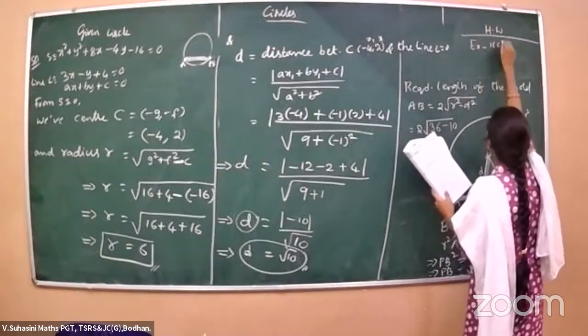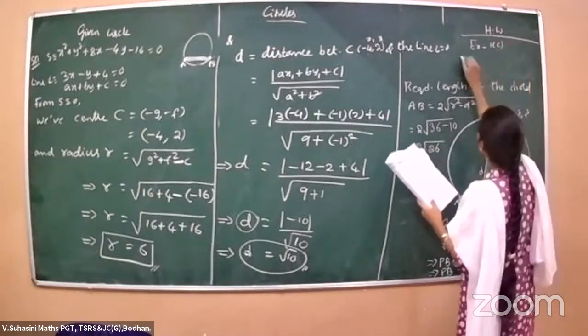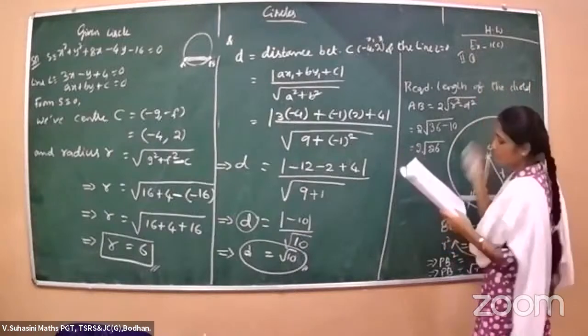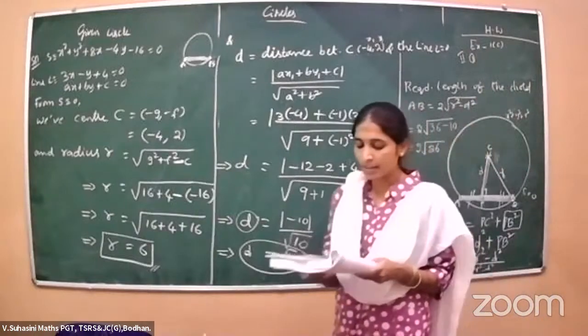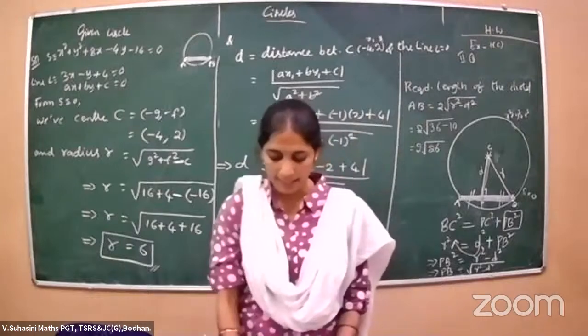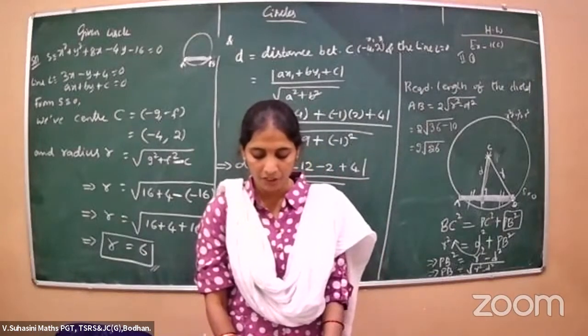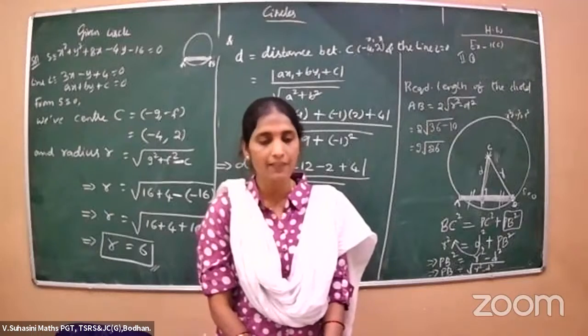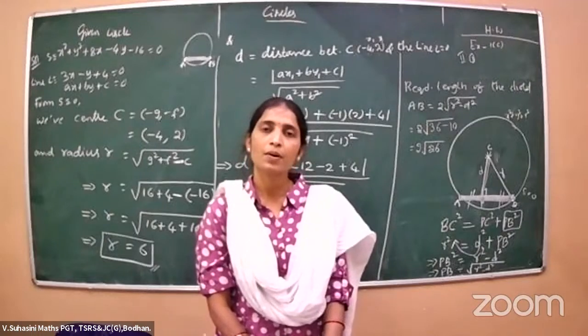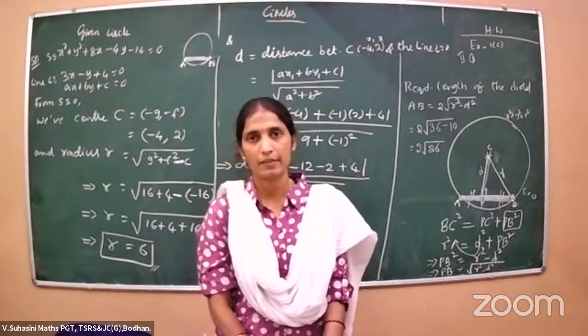Exercise 1C, second bit, first question. Find the length of the curve intercepted by the circle x square plus y square minus x plus 3y minus 22 is equal to 0 on the line y equal to x minus 3. What is the formula? 2 times root r square minus d square.